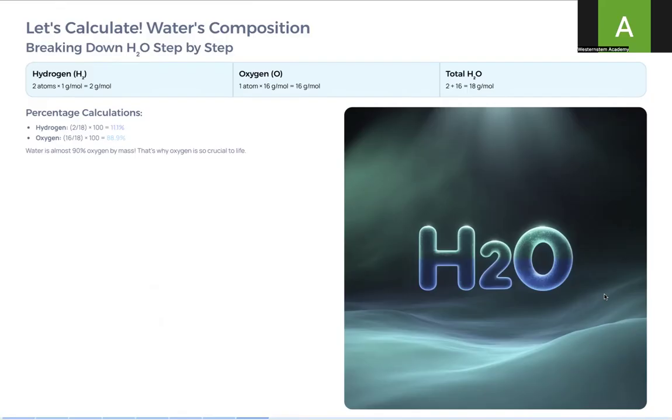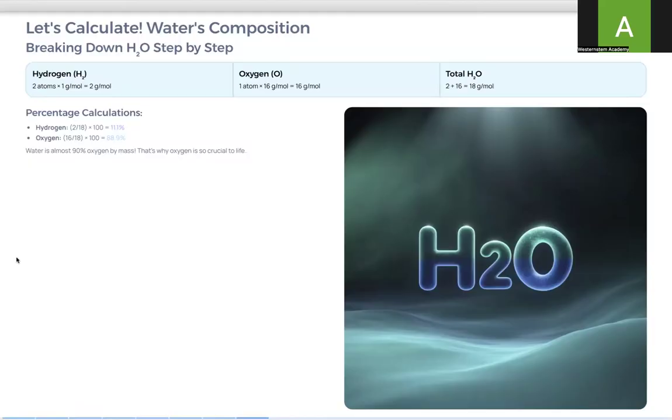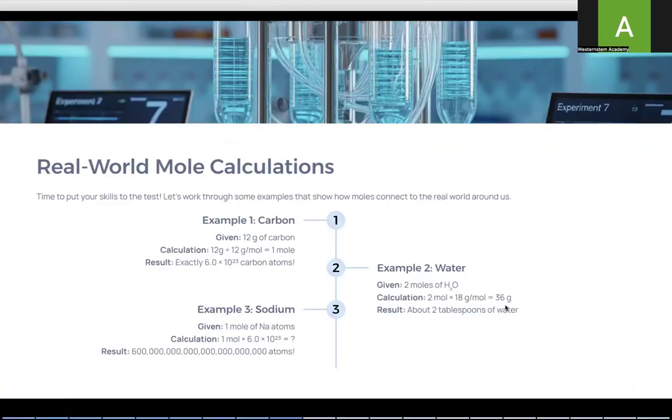Water is almost 90% oxygen by mass. So we're finding the percentage of each. So almost 90% of water is oxygen, right? That's why oxygen is so crucial to life, because oxygen is critical in water, right? Everywhere. We need oxygen to breathe. We need oxygen for so many things around us. What are some things that we need oxygen for? I want you to go ahead and comment some of the things that we need oxygen for in our everyday life.